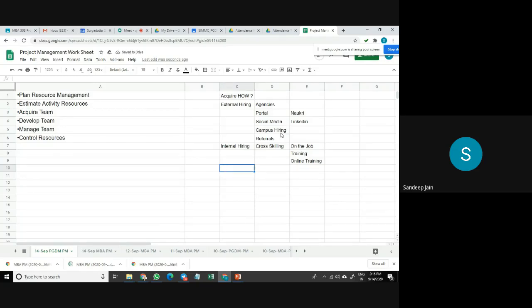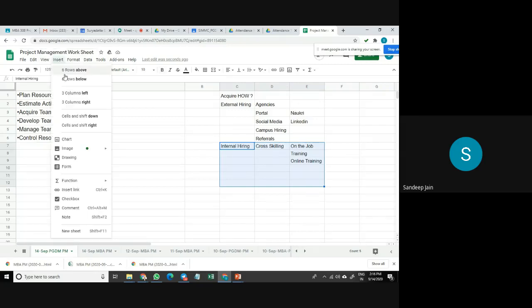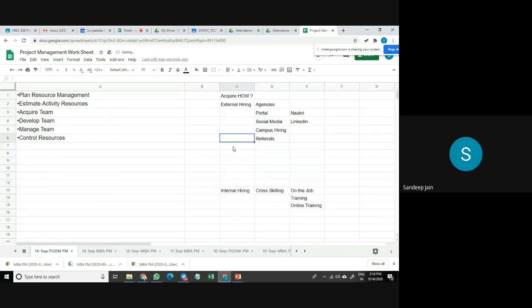What else can be done? Ex-employees, you can call them back if they had those skills. That would come under external hiring. Which comes under referrals, so if employees, what else?